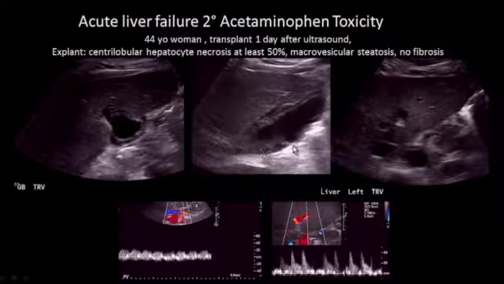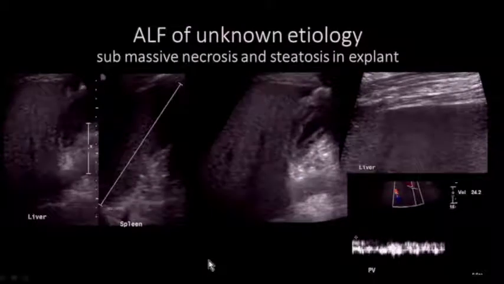Notice, if you will, the gallbladder, not very distended for an obviously fasting patient, and has an edematous wall. The Doppler was unremarkable. Normal portal flow, normal hepatic arterial flow. A fairly innocuous looking ultrasound, but this patient needed a transplant 1 day later.